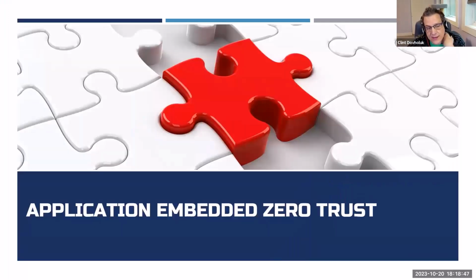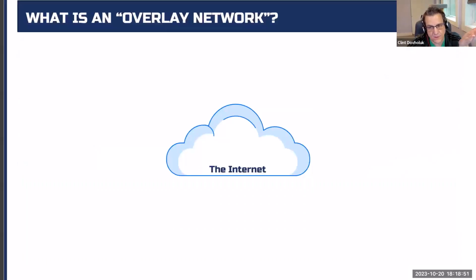So now we're going to get into application embedded zero trust. You heard me mention the term overlay network prior. So what exactly is an overlay network? You might have already kind of figured it out, but here we're going to take the internet, right? Generally speaking, it's really, really convenient if the internet can just be your overlay network. So can we turn the internet into our overlay network with OpenZiti? Yeah, you can. So what does that look like?